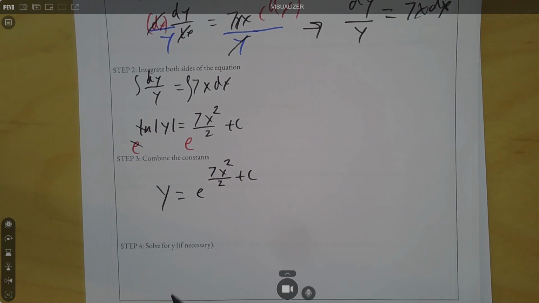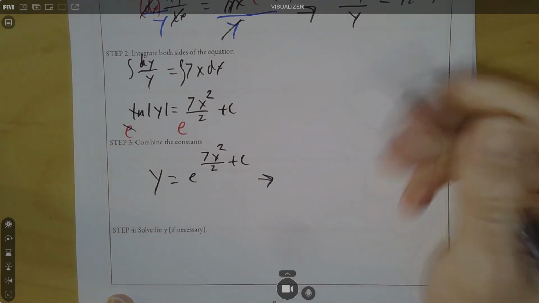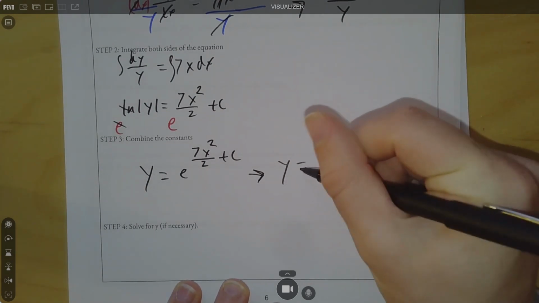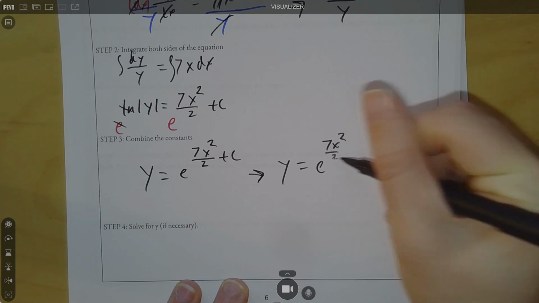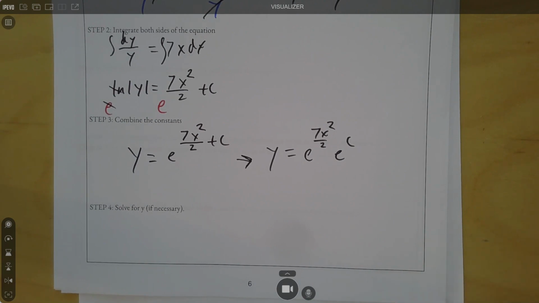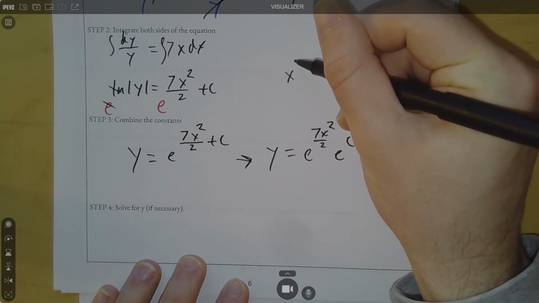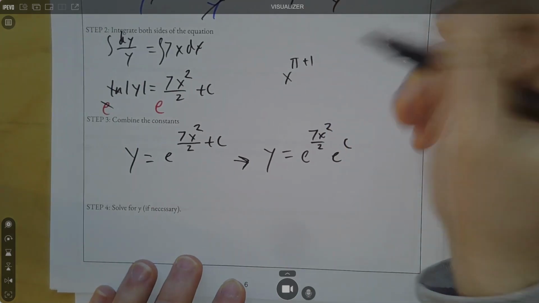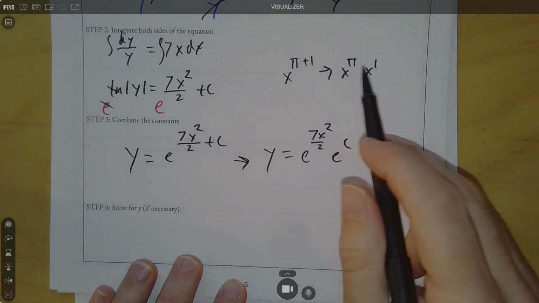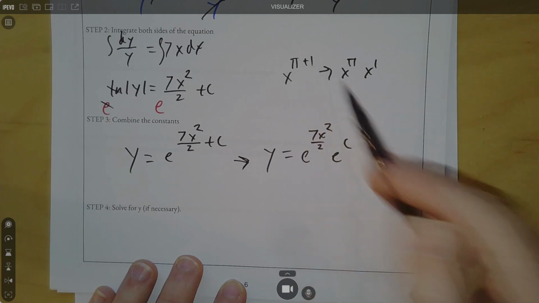From here, and I'll do more examples that show you what's going on here, this is the same as y equals e to the 7x squared over 2 times e to the c. I just want to pause to make sure you understand this. This is using the rules of exponents. Say for example you had x to the pi plus 1. That's really the same as x to the pi times x to the 1. The rules of exponents say that when you multiply two bases, you add their exponents together. So that's what we're doing here.